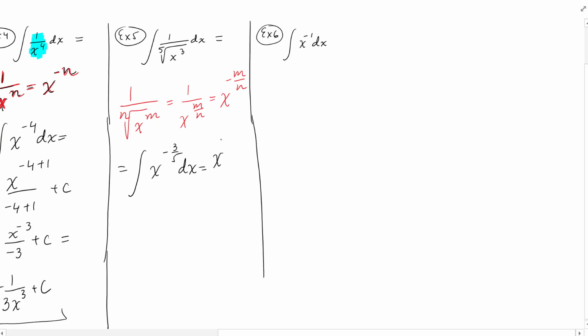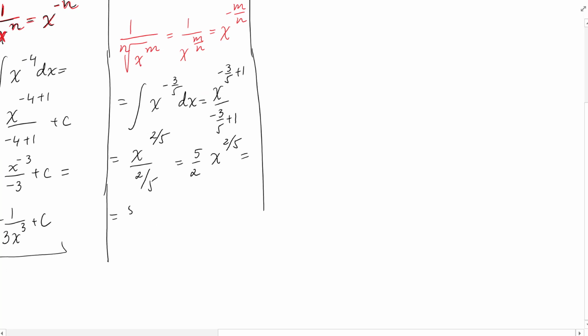which we can find again using the formula: x to negative 3 over 5 plus 1 over negative 3 over 5 plus 1. And so we get x to 2 over 5 over 2 over 5, which means 5 over 2, x to 2 over 5. And that means 5 over 2, the fifth root of x to the second, plus c. I wrote the c just at the end. This term, because the power of x is less than the index, we cannot simplify anymore.